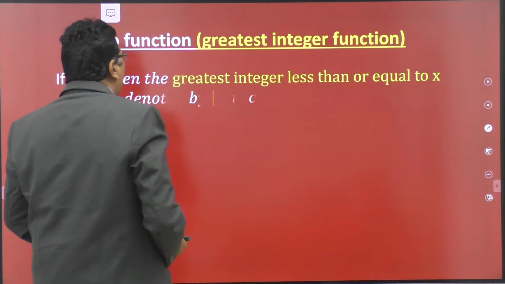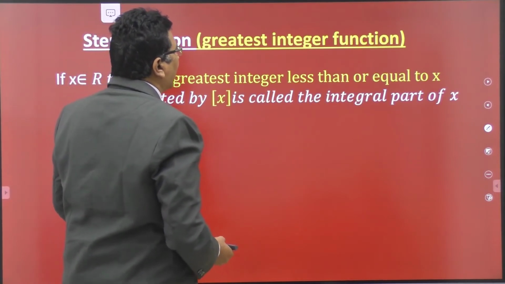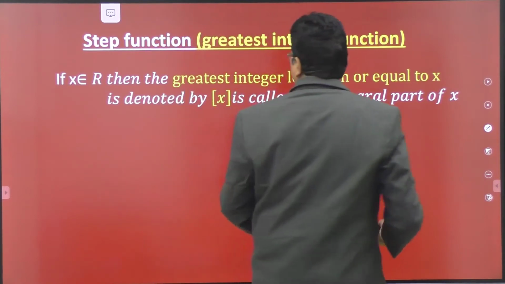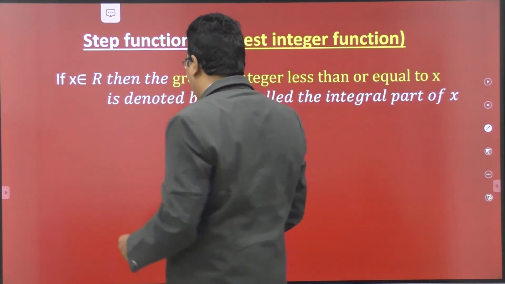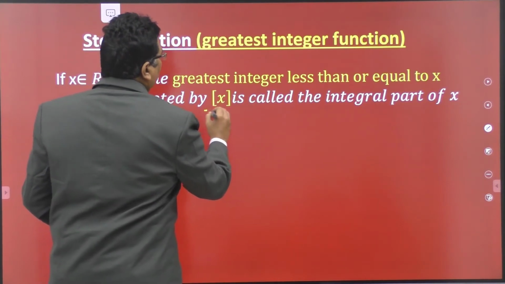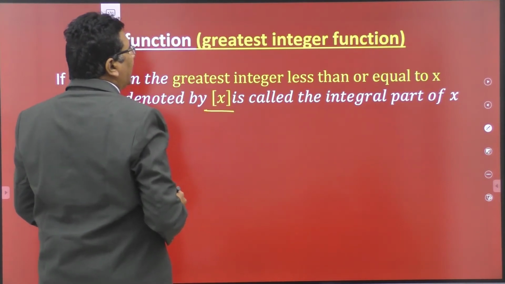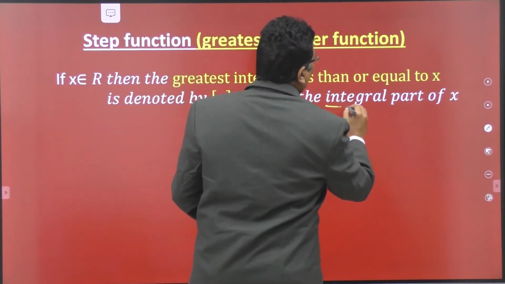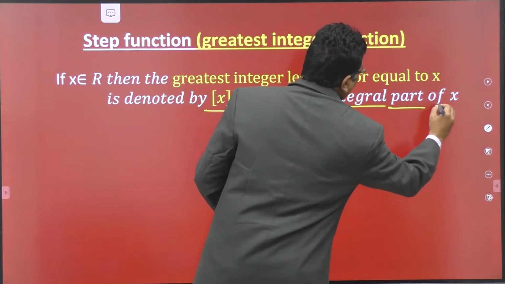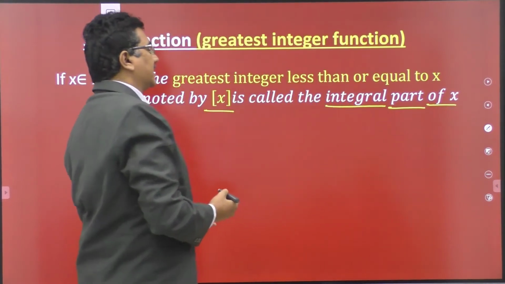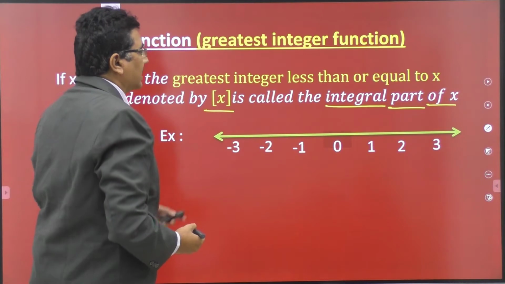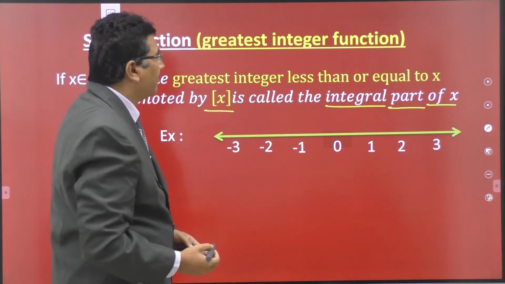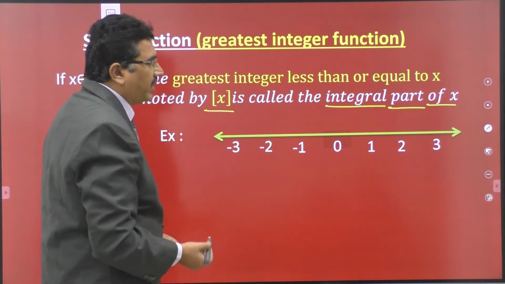If x belongs to R, then the greatest integer less than or equal to x is denoted by box x. Box x is called the integral part of x. This is the main point in this definition. Right, consider a real line from minus infinity to infinity. Right, what is a step function?